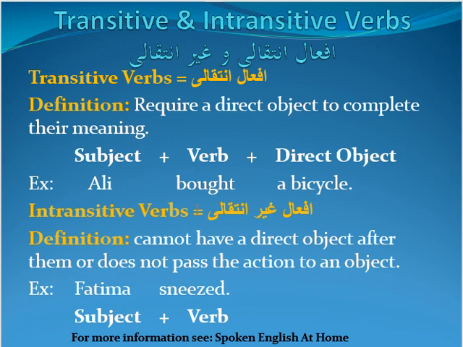What is an intransitive verb? An intransitive verb cannot have a direct object after it, or does not pass the action to an object. Basically, we can say intransitive verbs do not get any object, never mind whether direct or indirect. For example, Fatima sneezed. What is Fatima here? This is the subject. What is sneezed? This is the verb. And there is no need for any object.